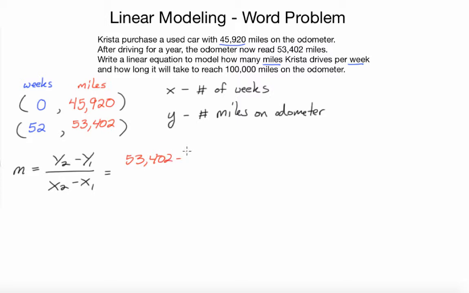So on my y values, we had 53,402 minus 45,920. There's the change in mileage. And we're going to divide that by how much did you change in weeks? 52 minus 0. That one's easy. So let's subtract on the top now. 53,402 miles minus 45,920 miles. That's a change of 7,482 miles.